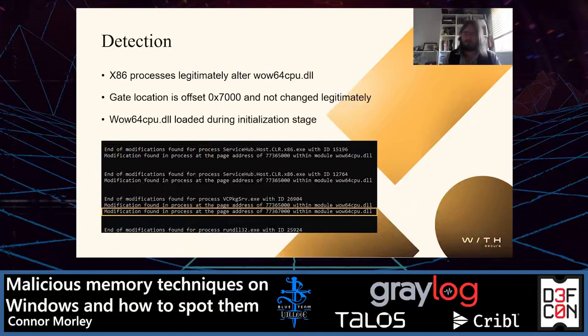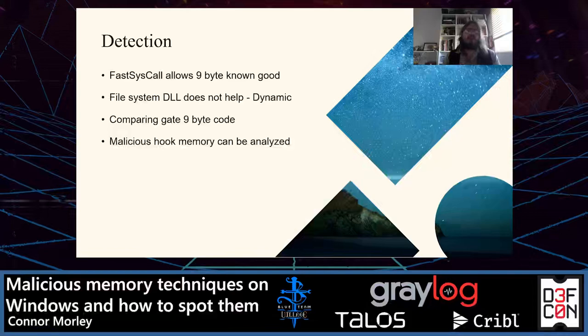In order to detect this, it's actually quite simple with the fast syscall information from the TIB. The reason is that Heaven's Gate is only 9 bytes big. If you have a known good process, you can collect the TIB, find the fast syscall address, extract the 9 bytes, and use it as a template for every other process that is running. You can't, as with previous examples, use the file system version. The reason is that Heaven's Gate is dynamically allocated, and so the values within the file system are never going to correspond to what is within virtual volatile memory.